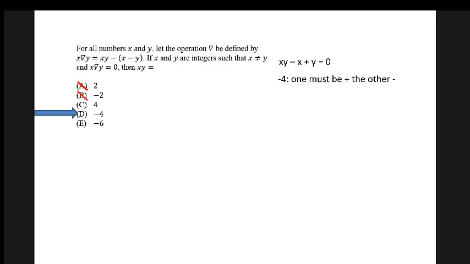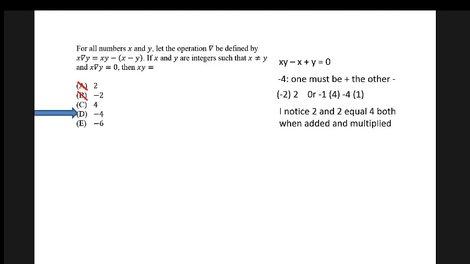Again, one would have to be positive, the other would have to be negative. It could be -2 times 2, which is nice because then I have one less thing I have to flip around, or -1 times 4, or -4 times 1. But 2 and 2 both multiply to 4 and add up to 4, so that looks really promising.